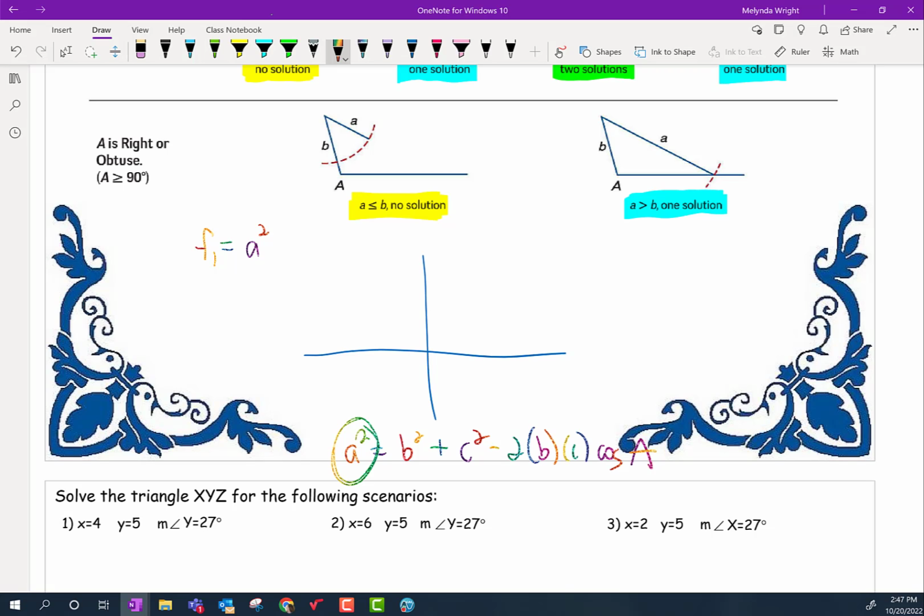F2 is going to be the rest of this formula, the rest of it. That's how we're going to enter it. So this is the rest of the formula. Here's what we're going to be looking for. Let's say this is our a squared, whatever that number is. Maybe it's a 5. I don't know what it is, but that's a squared.